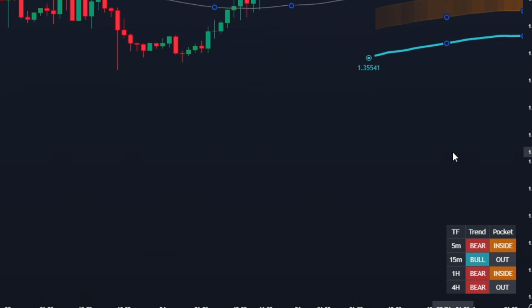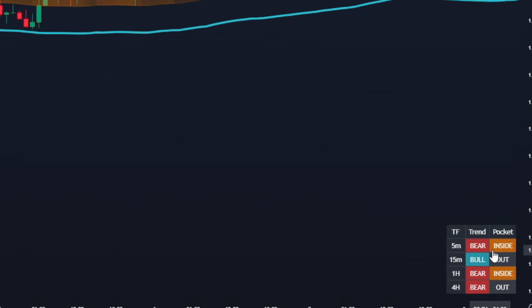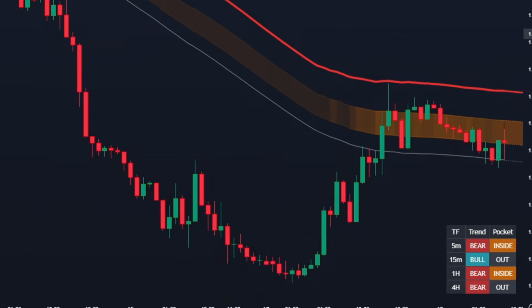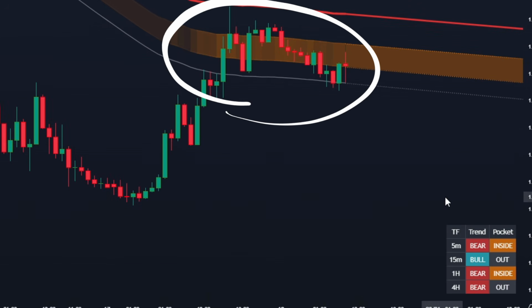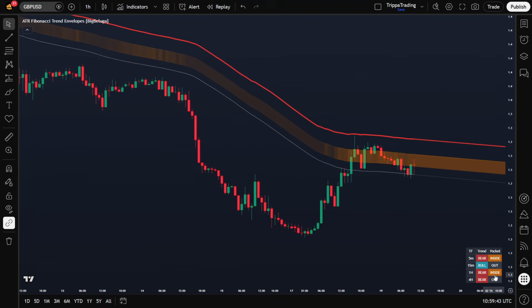The second column tells you whether price is inside or outside the pocket on those timeframes. This matters because in this strategy, pullback entries become more interesting when price is inside the pocket. So for example, if you are trading on the 15-minute chart and looking for a buy trade, then it is much better if the 1-hour and 4-hour charts are also showing bull trend. And if price is inside the pocket on one or more of those higher time frames too, then the setup becomes even stronger.